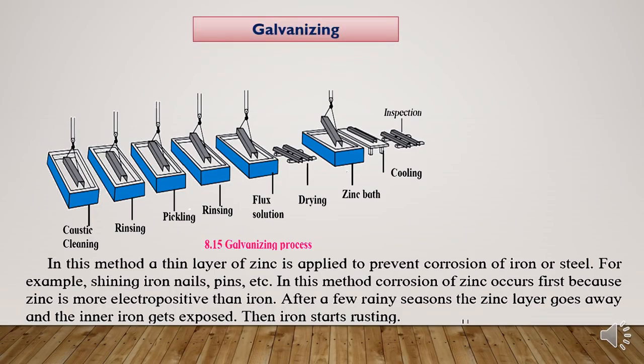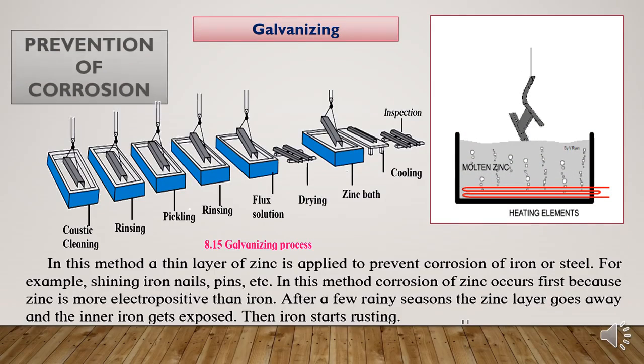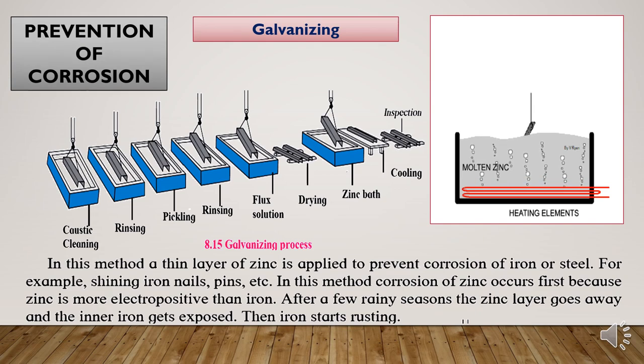The next process of prevention of corrosion is galvanizing. Now what exactly is galvanizing? In this method, a thin layer of zinc is applied to prevent corrosion of iron or steel. For example, galvanized iron nails, pins, etc. In this method, corrosion of zinc occurs first because zinc is more electropositive than iron. After a few rainy seasons, the zinc layer goes away and the inner iron gets exposed. Then the iron starts rusting.